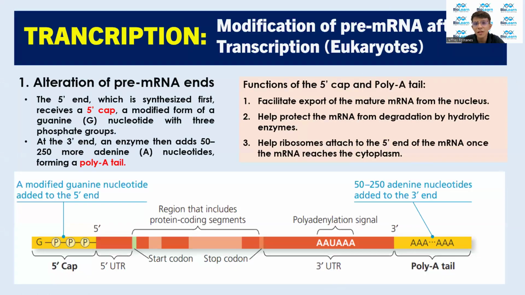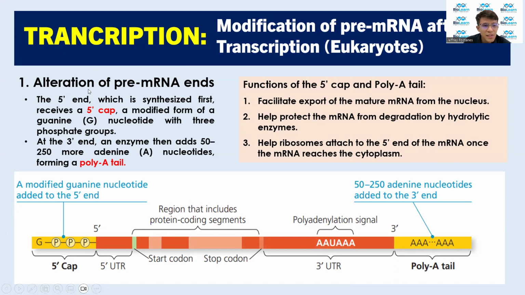Now let's talk about the modification of the pre-mRNA after transcription for eukaryotes. By the way, why do we have to modify them first? Later we'll discuss that. But let's talk first about the modification that happens here.